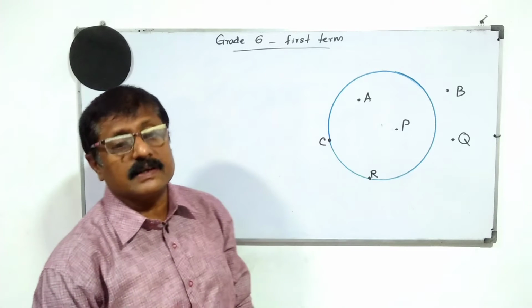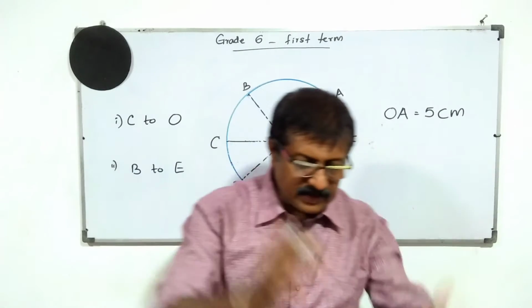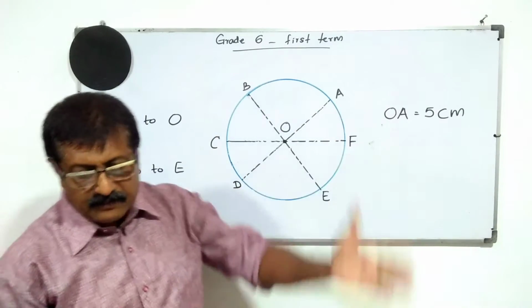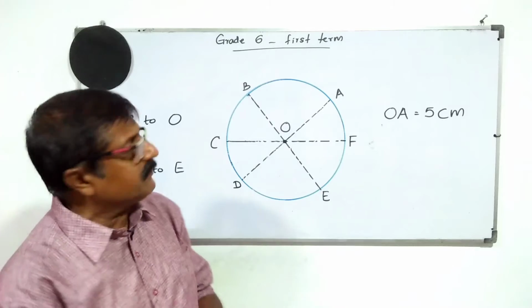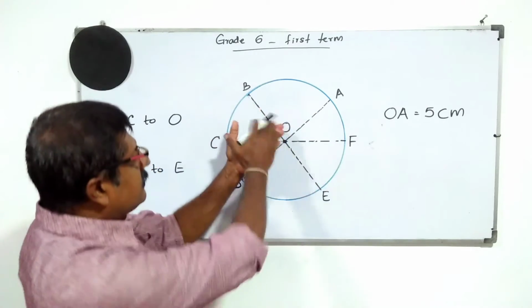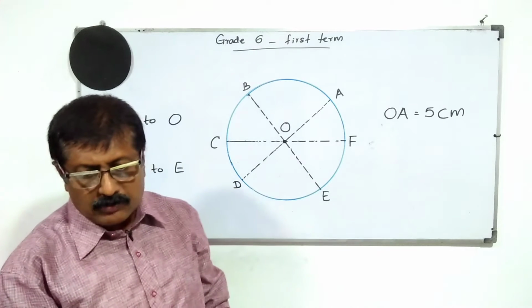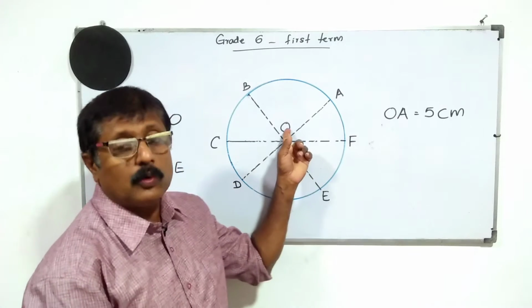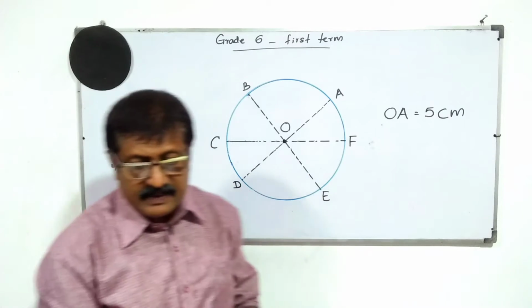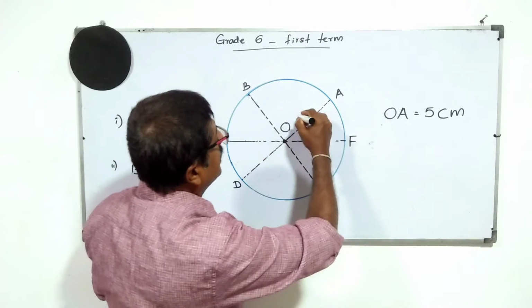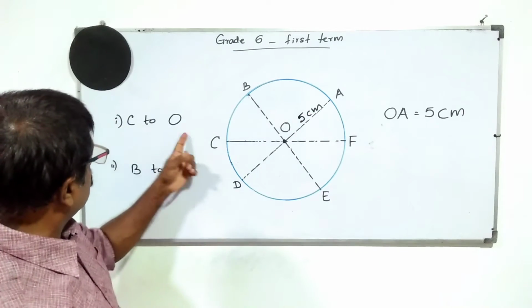Okay, now take up the second question. Here there is a figure, a circle. This figure shows 3 lines along which the circle can be folded into 2 equal parts. Right? All those 3 lines pass through one common point named O. If the distance from O to A is 5 cm, calculate the distance from C to O and B to E.